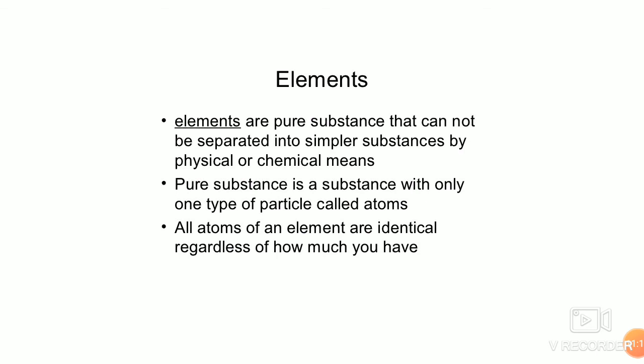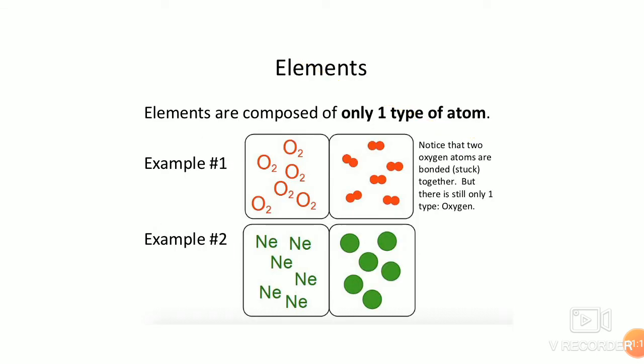Let us understand more about it. Elements, as I told you, have only one type of atom. So look here, example 1, I have taken oxygen, right? How do we write oxygen? O2. Notice in the box attached to it, they contain the same kind, all represented by red color. You see the size and the shape, and you see the complete box contains the same kind of thing, right?